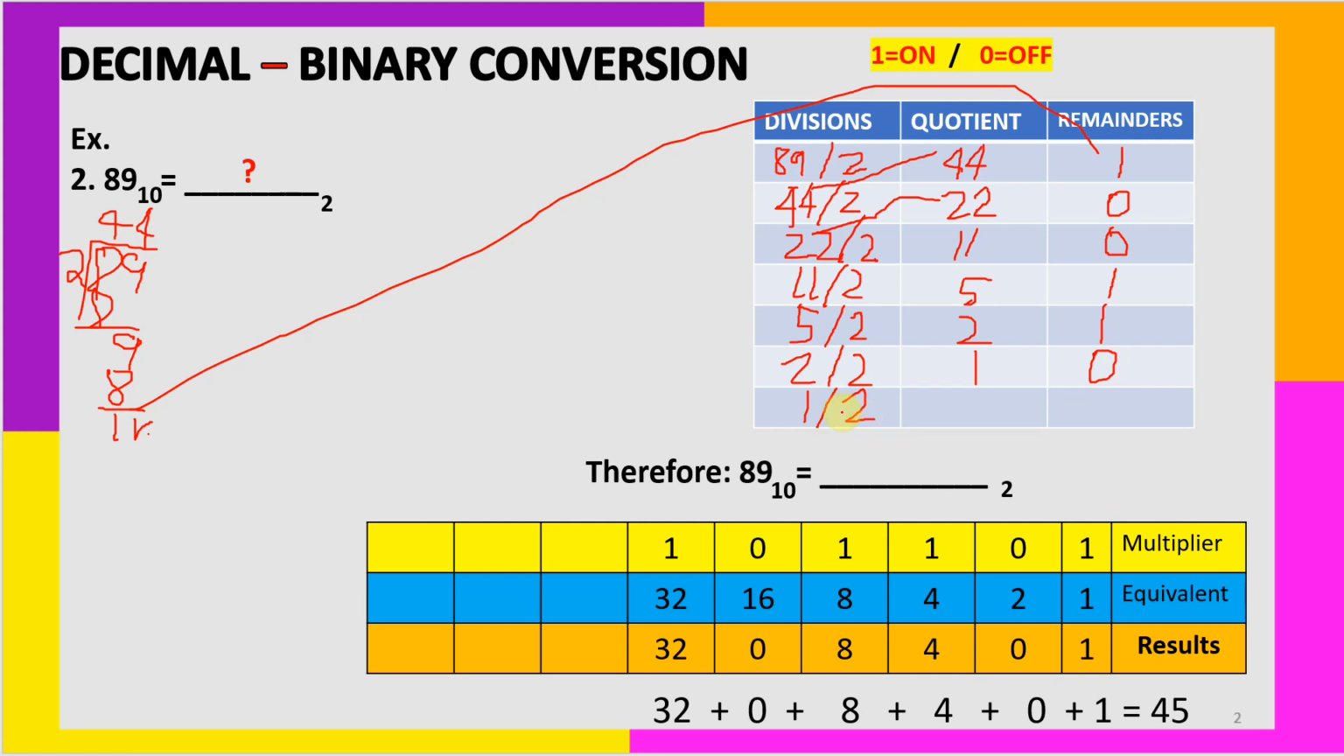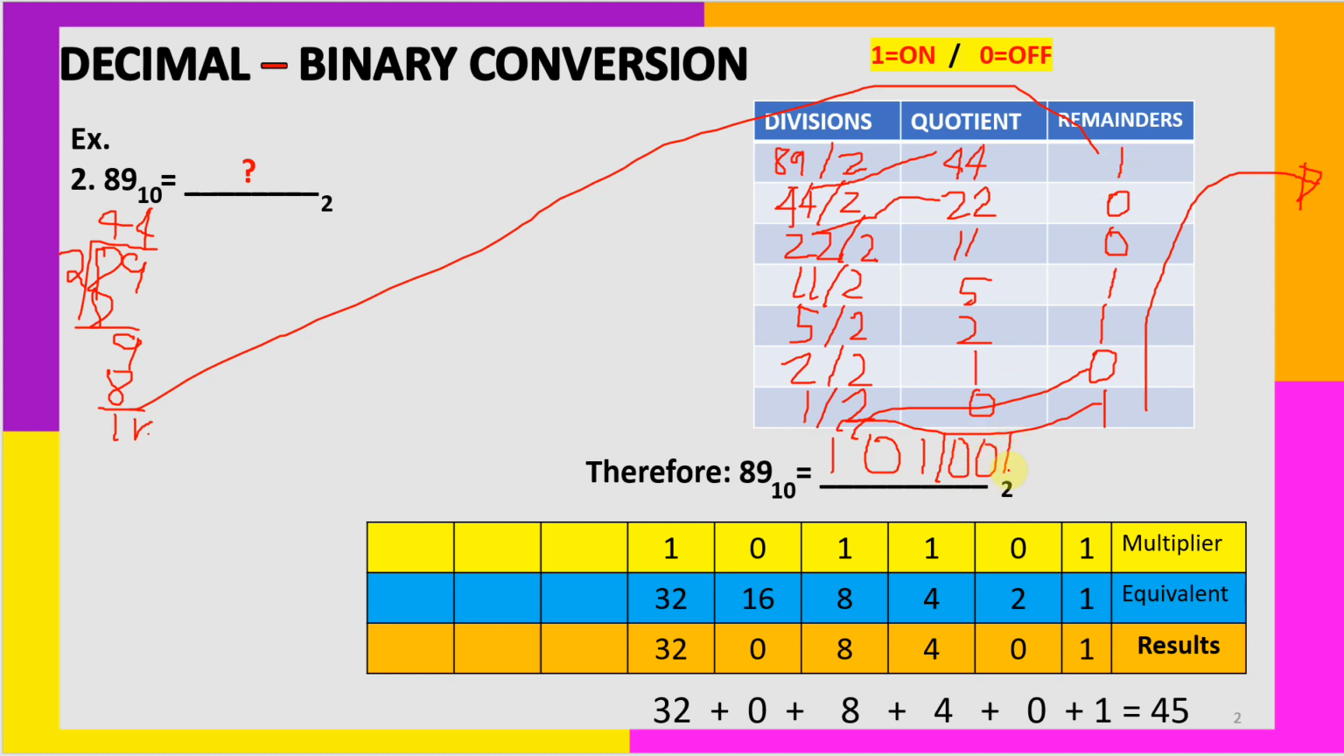Always take note that it will end on 1 divided by 2, which is equal to 0. Do not be confused, the remainder is 1. If we're going to write the answer, we will start from the bottom and write in this direction. You start with 1 from the bottom. Next is 0. Next is 1, 1, 0, 0, then the last one, 1.